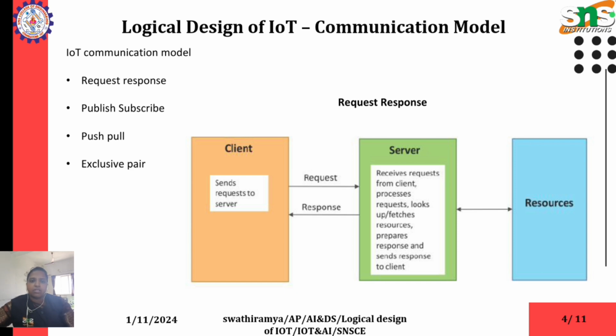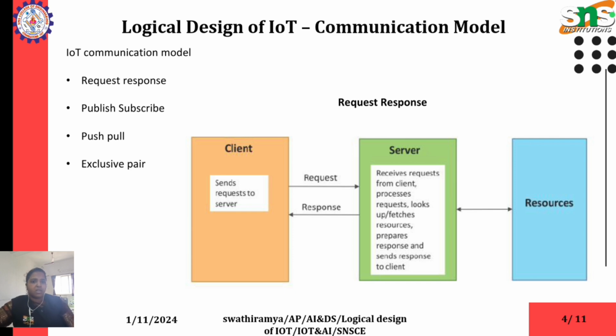In the communication model, you have four kinds of models: the request-response model, publish-subscribe model, push-pull model, and exclusive pair model. Let me start with the first model, that is the request-response model.